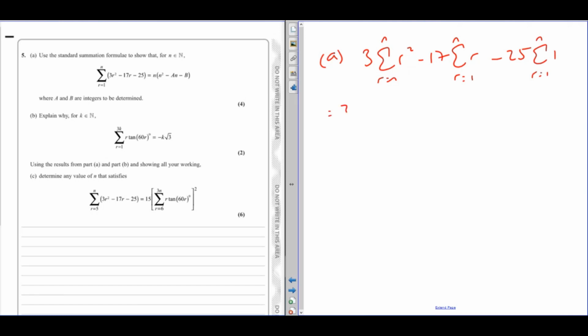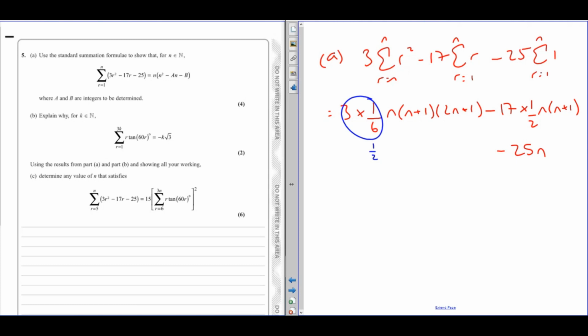The sum of r squared is on your formula sheet, so n over 6 times n plus 1 times 2n plus 1. The sum of r you need to know is a half n times n plus 1. And the sum of 1 from 1 up to n is just n. 3 over 6, I'm going to simplify to a half. And I want all of these to be something over 2.